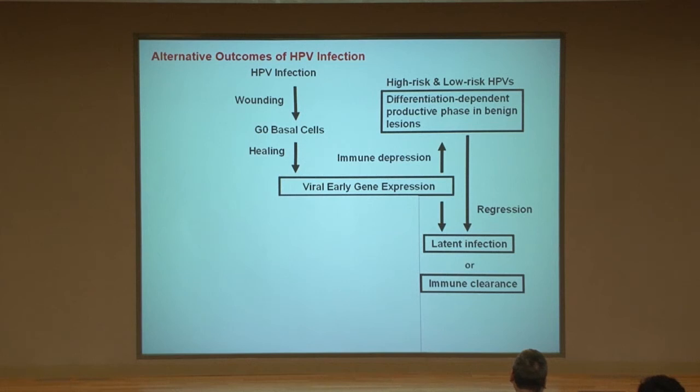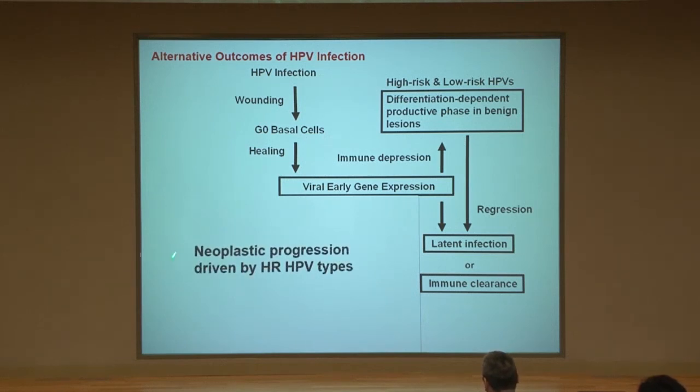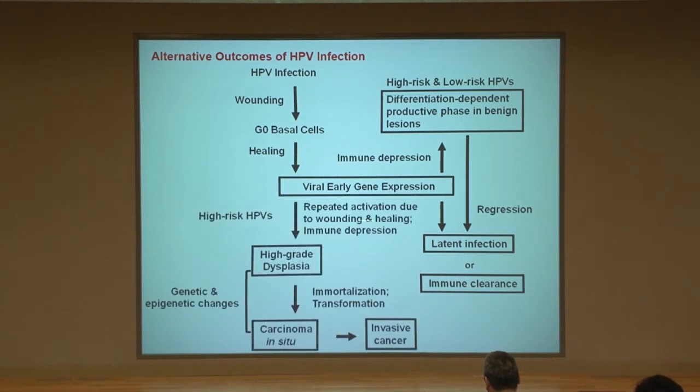if we have repeated wound healing in the basal cells, then the basal cells could be transformed, leading to neoplastic progression. This repeated activation due to wound healing of the basal cells, as well as immune suppression, can lead to high-grade dysplasia. Eventually, we have epigenetic changes in the host gene. It can lead to immortalization, transformation, and invasive cancer.